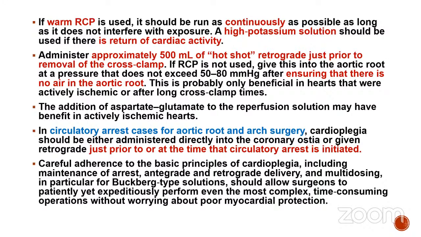If retrograde cardioplegia is not used, give this into the aortic root at a pressure that does not exceed 50 to 80 millimeters of mercury, after ensuring that there is no air in the aortic root. This is probably only beneficial in hearts that are actively ischemic or after long cross-clamp times. The addition of aspartate and glutamate to the reperfusion solution may have benefits in actively ischemic hearts.